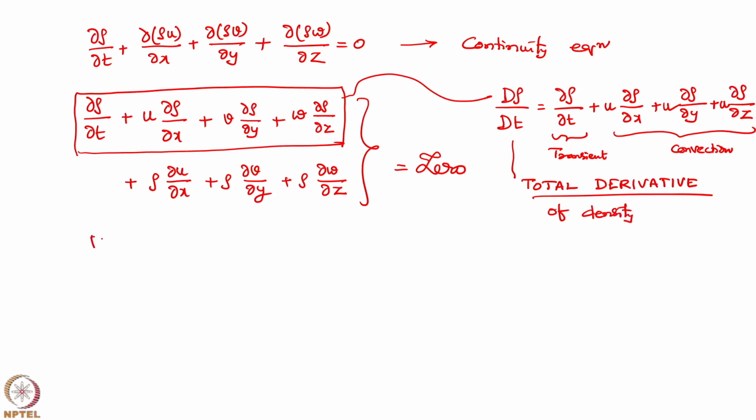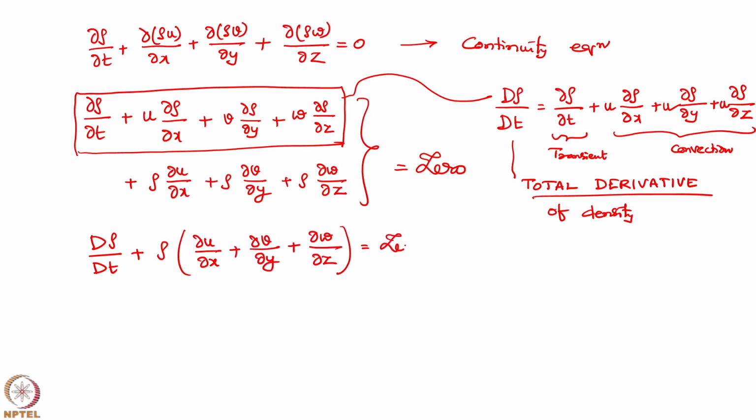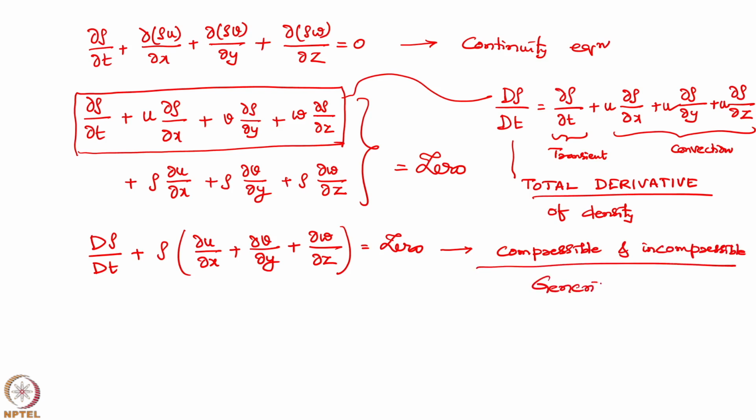Okay, that is d rho by dt plus rho of dou u by dou x plus dou v by dou y plus dou w by dou z is equal to 0. So, this is another form of the continuity equation. Remember, this is applicable for both compressible and incompressible flows. I have not made any differentiation, it is a generic equation.